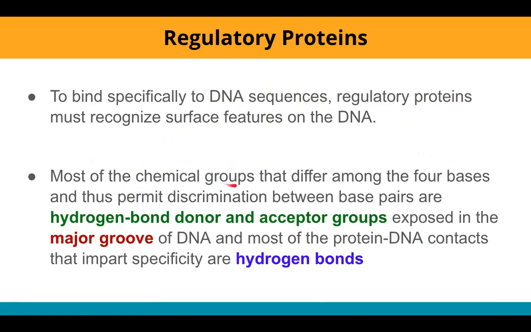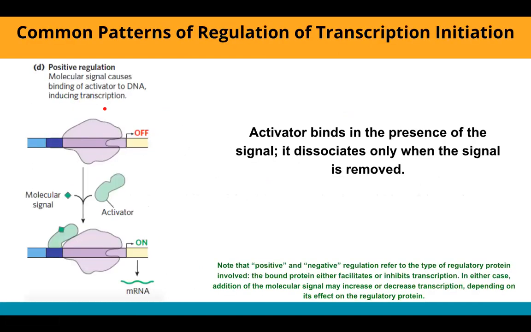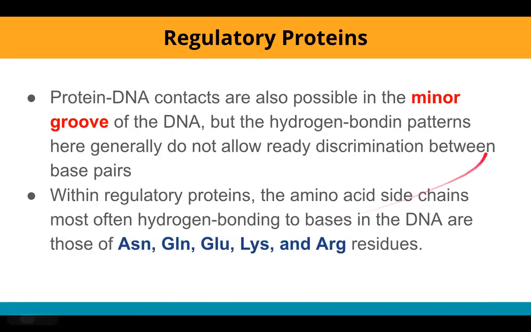Now, most of the chemical groups that differ among the four bases and thus permit discrimination between base pairs are the hydrogen bond donor and acceptor groups that are exposed in the major groove of DNA, and most of the DNA-protein contacts that impart specificity are hydrogen bonds. Okay? Protein-DNA contacts are also possible in the minor groove of the DNA, but the majority of protein-DNA contacts are in the major groove, though it is also possible that proteins can bind to DNA in the minor groove.